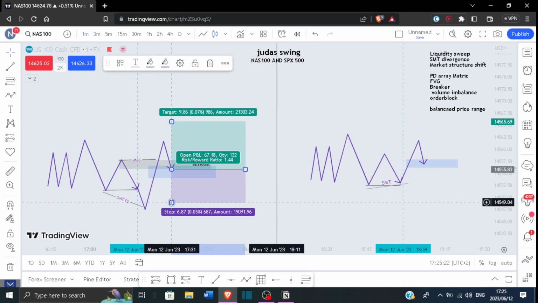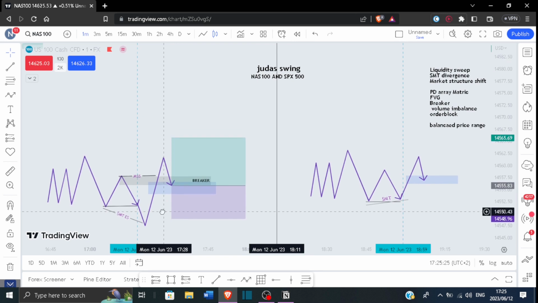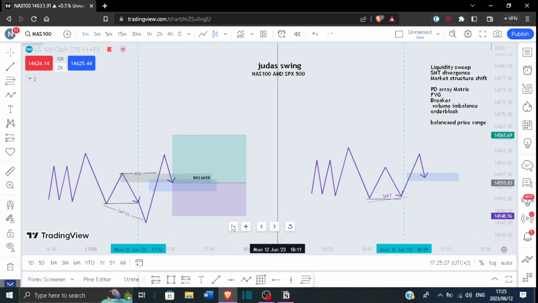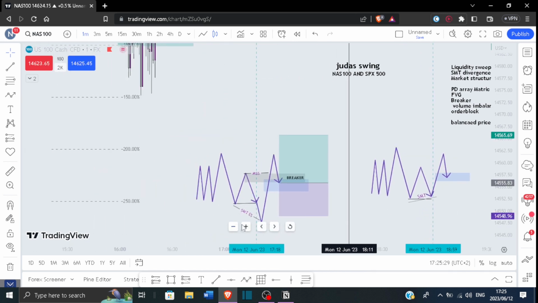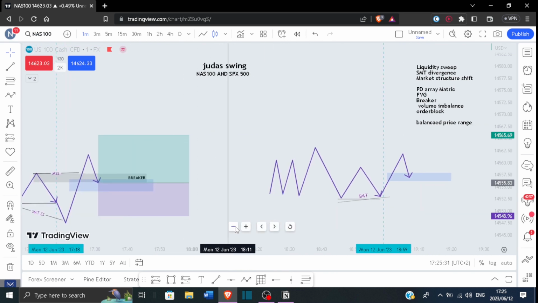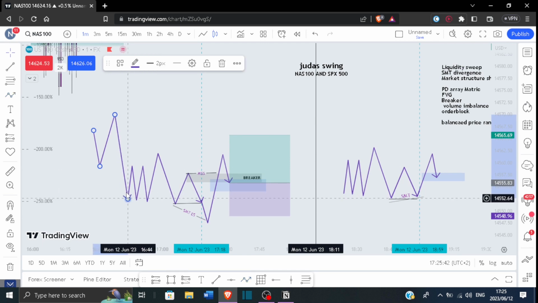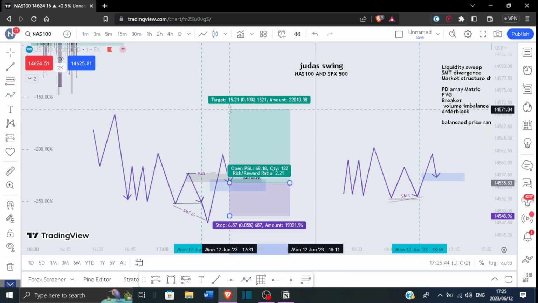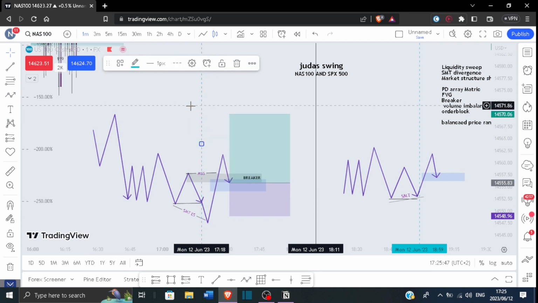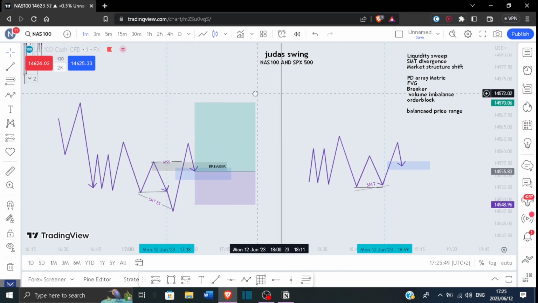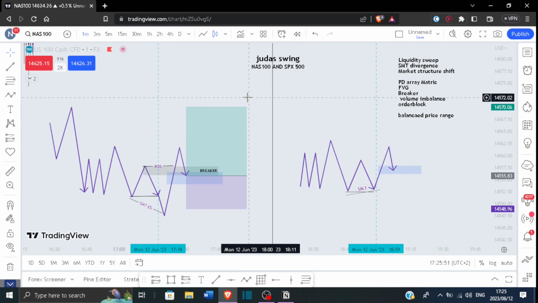And our target, we are going to target the next external liquidity. So let's just assume that before price got here, yesterday there was a previous day high over here that the market made. We are going to target that previous day high. And this is how we use the ICT Judas swing. It's a really simple strategy. It might not make sense now, but once we get into the examples, I'm sure you'll understand how it is done. So let's go over to my journal.